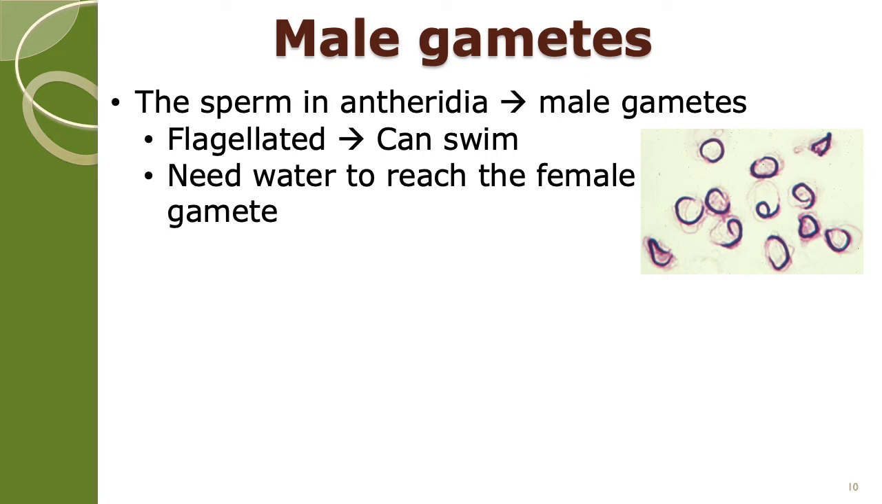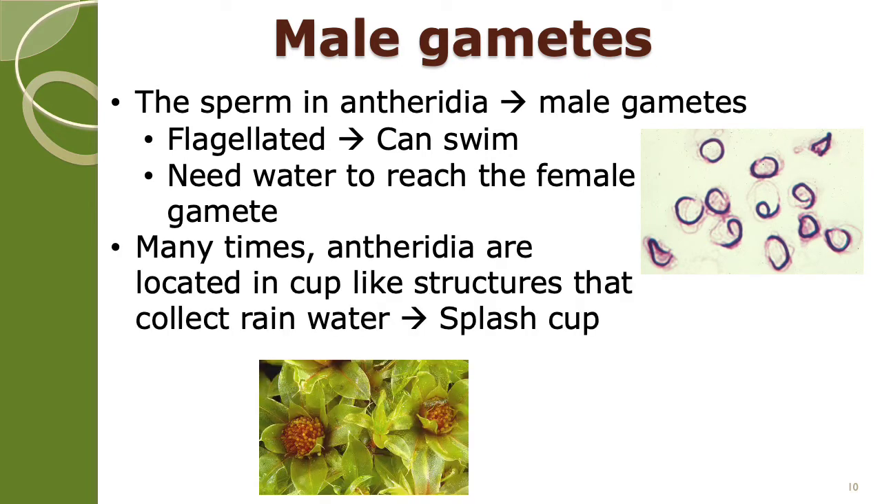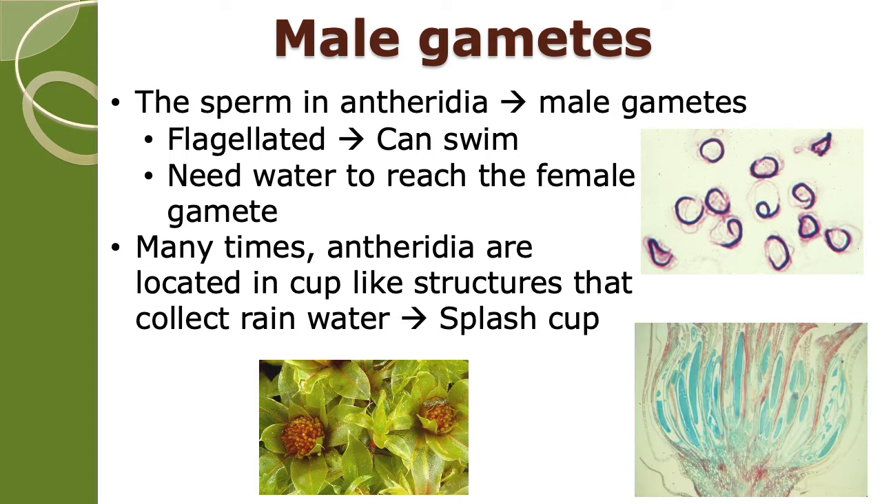Now, many times antheridia are located in a cup-like structure, which is what we can see in the figure below. And this cup-like structure collects rainwater, and hence it's called a splash cup. So as rain falls or raindrops fall on the plant, they can get collected in this splash cup. And we can see in this picture to the right a much better shape of that cup with all the antheridia in there. In this way, when rainwater falls into that, the antheridia can then open up and release the sperm into that water, and then the sperm can swim.